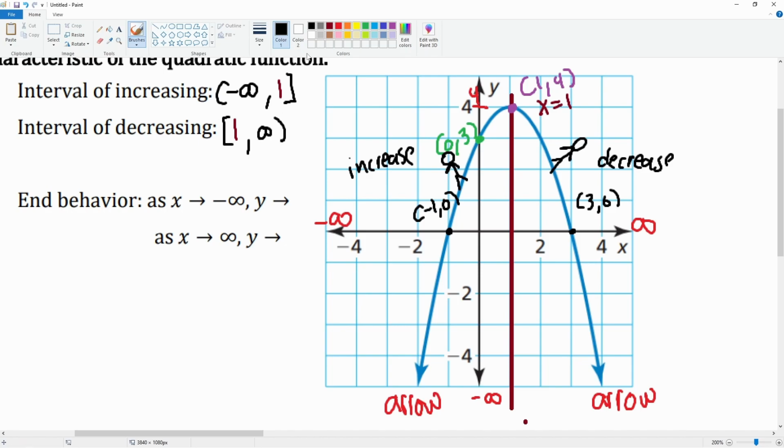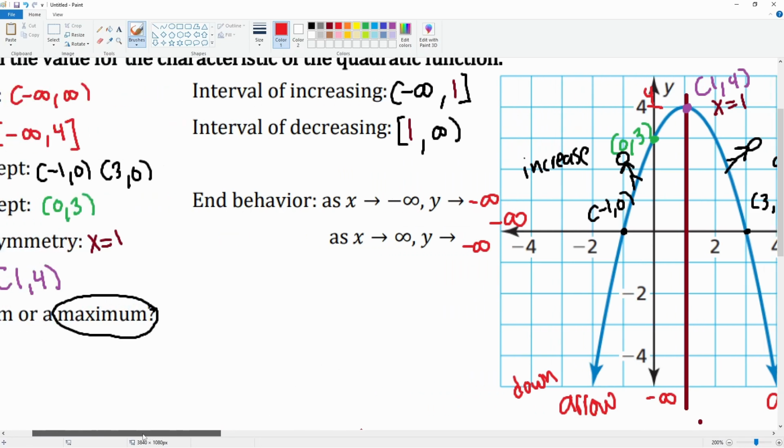The end behavior, the fact that they're both pointing down, goes towards negative infinity for the y. And we already labeled that as negative infinity. So there you go. That would be the end behavior.